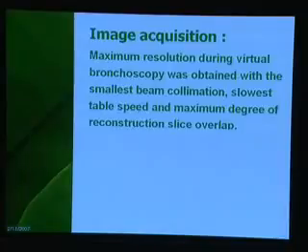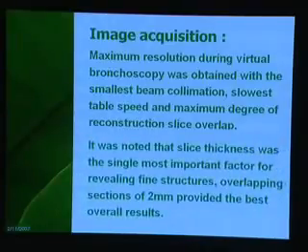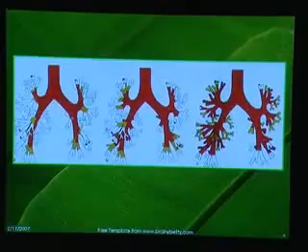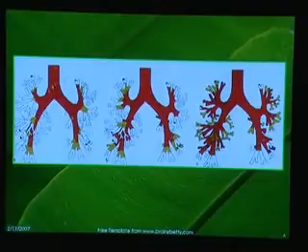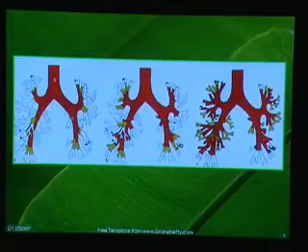Maximum resolution during virtual bronchoscopy was obtained with the smallest beam collimation, slowest table speed, and maximum degree of slice overlap. It was noted that using 2 mm provides the best results. Here we have a diagram showing what we can obtain by virtual endoscopy when using 5 mm without overlap, 5 mm with overlap, and 2 mm with overlap.